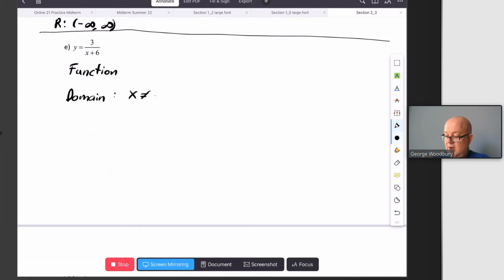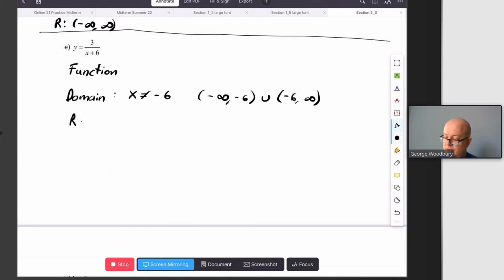So the domain is where x is not equal to -6. So that's one number we can't plug in. If you put in -6, you get 3 divided by 0. We can't do that. In interval notation, that's negative infinity comma -6, parentheses, union, parentheses, -6 comma infinity. That's the way that we list all the real numbers except for -6.